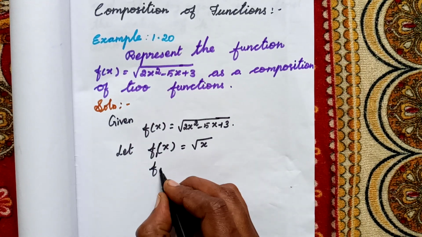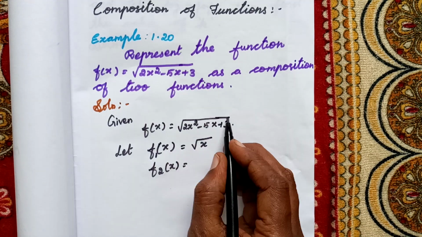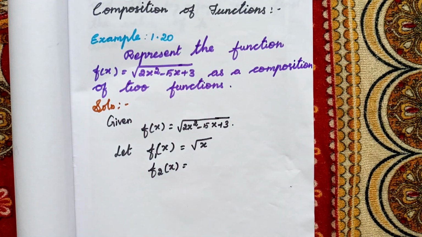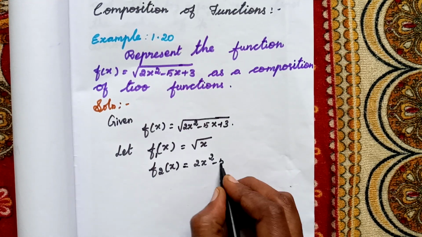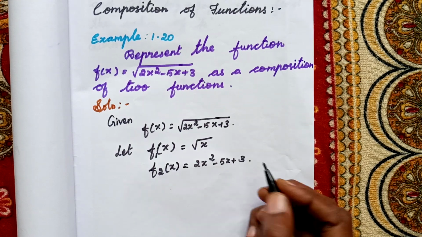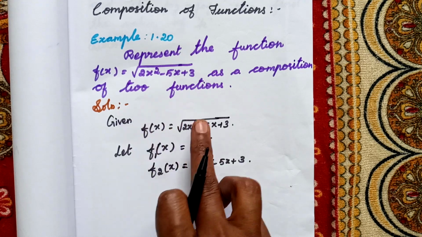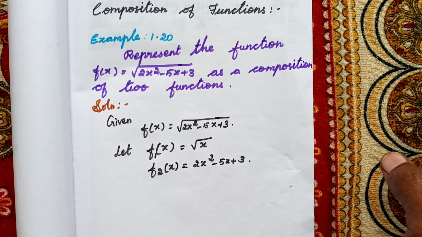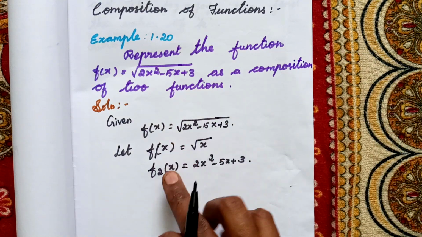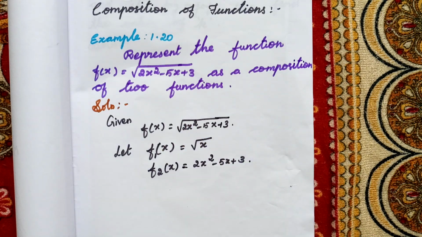Next, the values inside the root I am taking as f2(x). So f2(x) = 2x² − 5x + 3. Now the function is f(x), and we have to write this as a composition of two functions. I have split this into two functions.